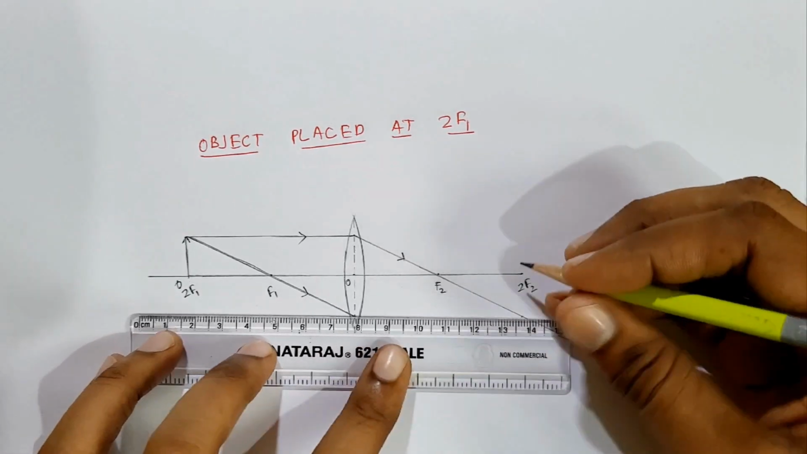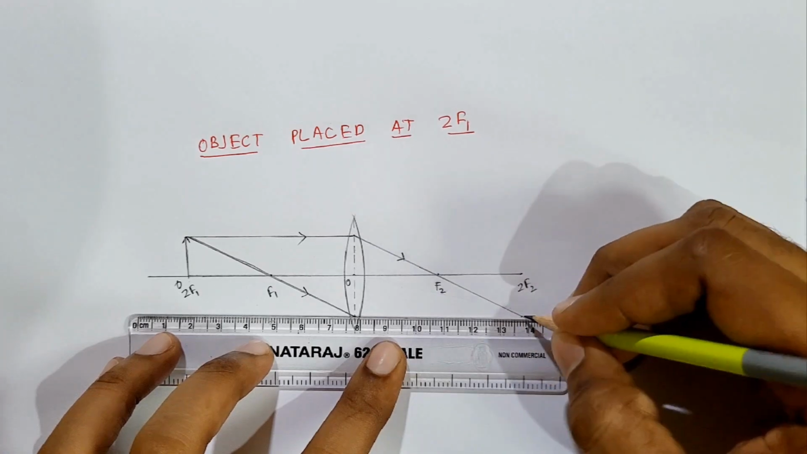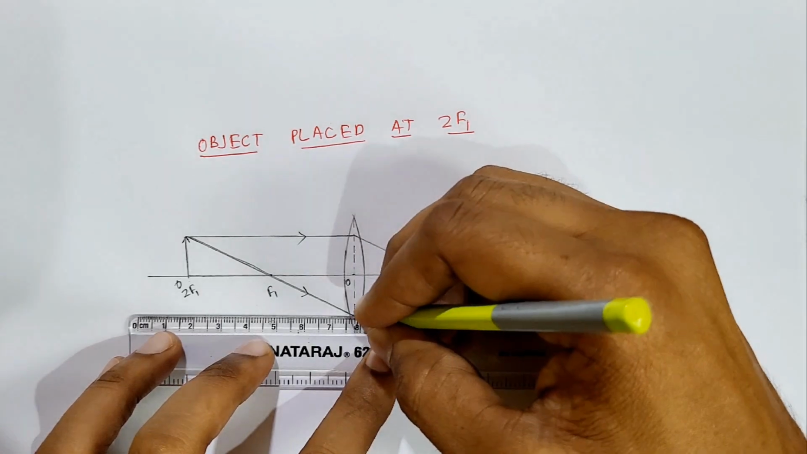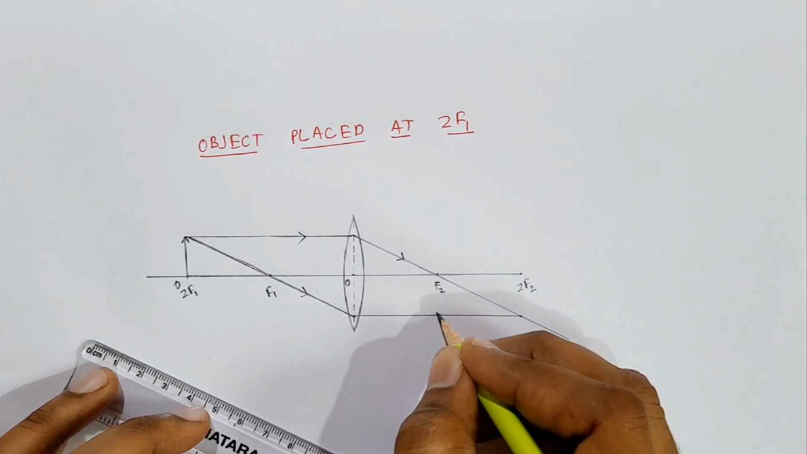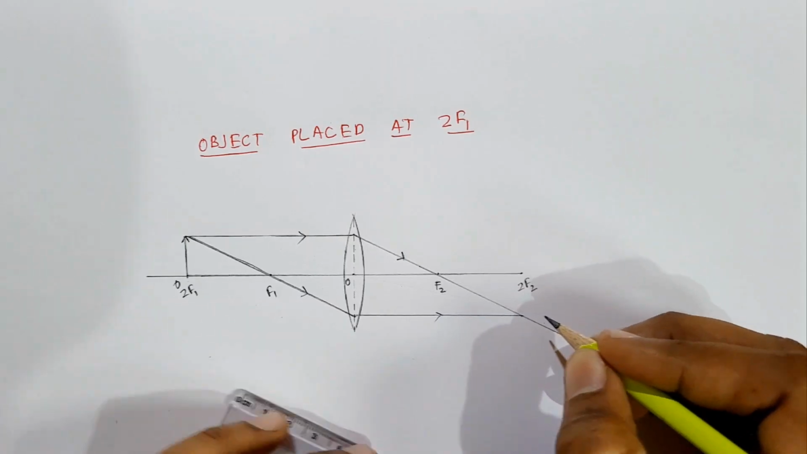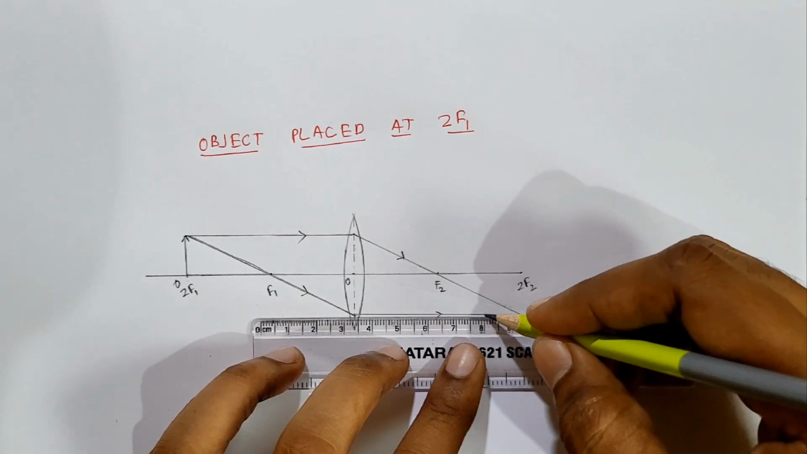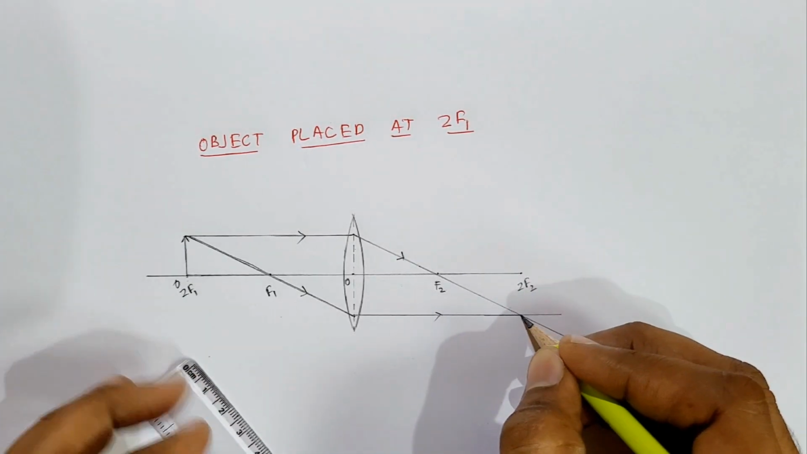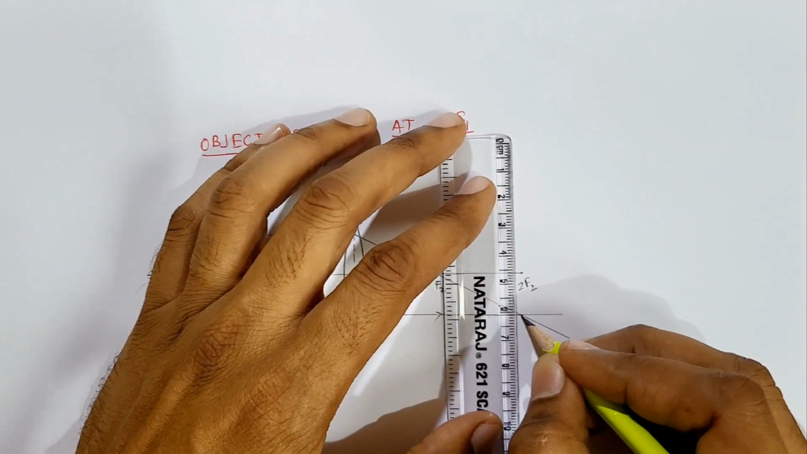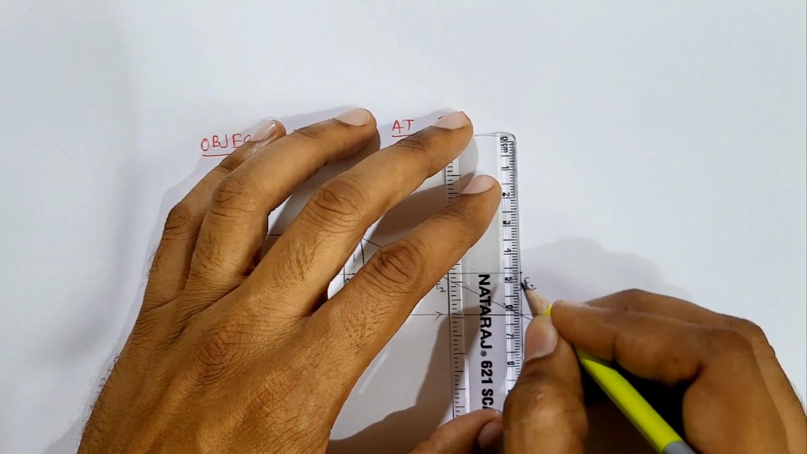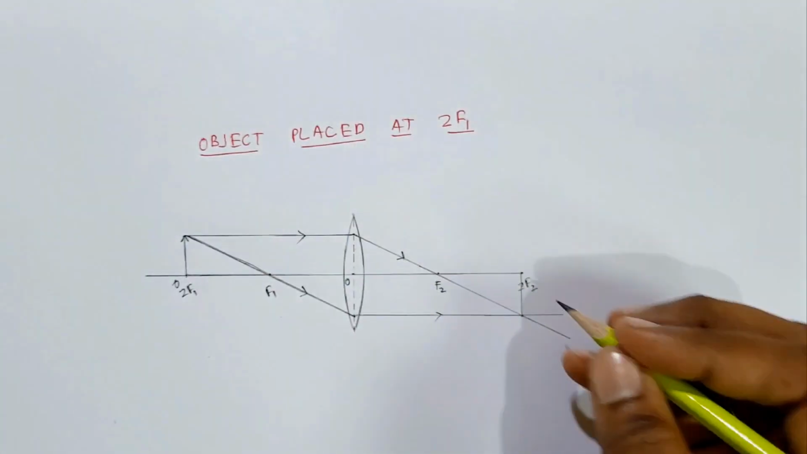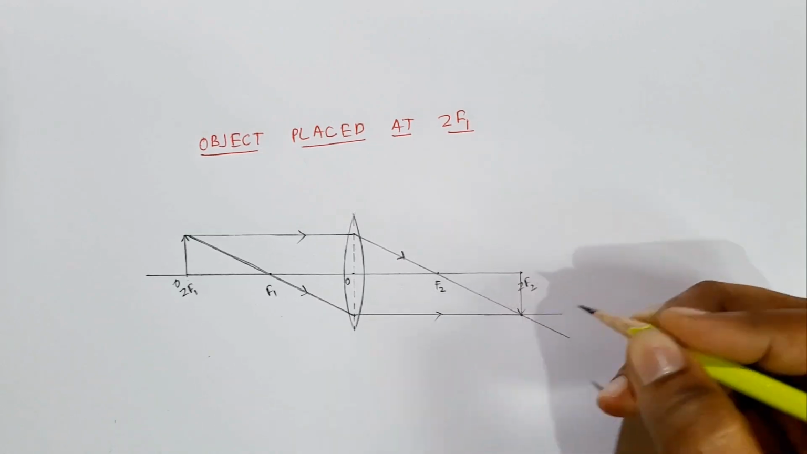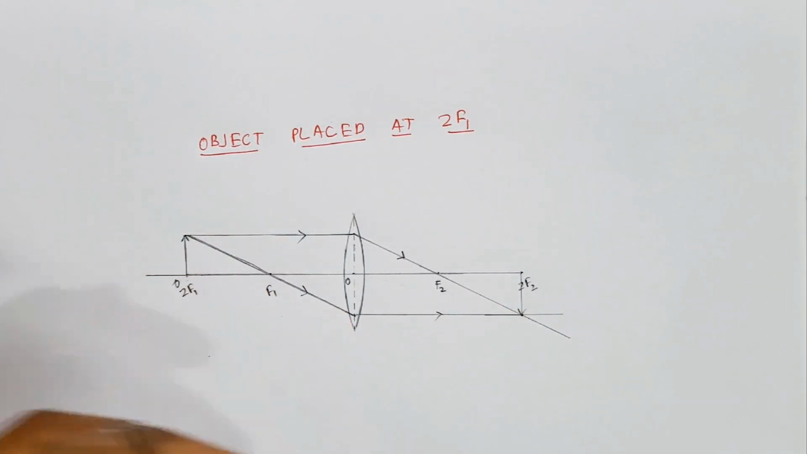Right? So now if you look, this will be the refracted light ray. So this is the image. Correct? This is the image. Now if you look, this image is exactly formed at 2f2. Correct? We measure the height of the image now.